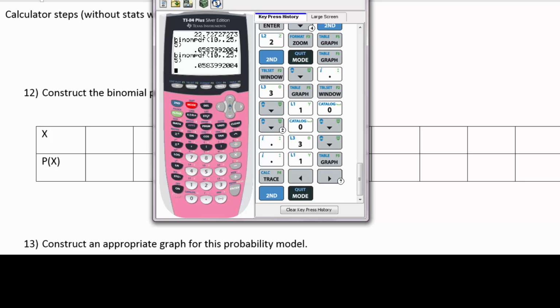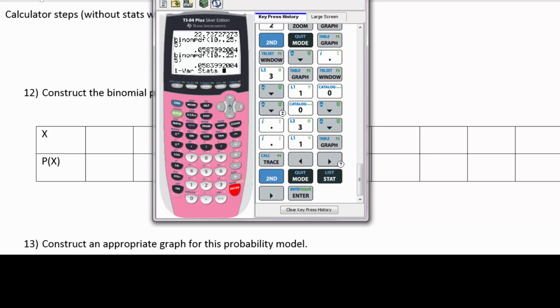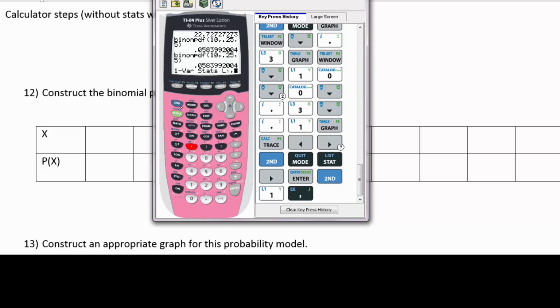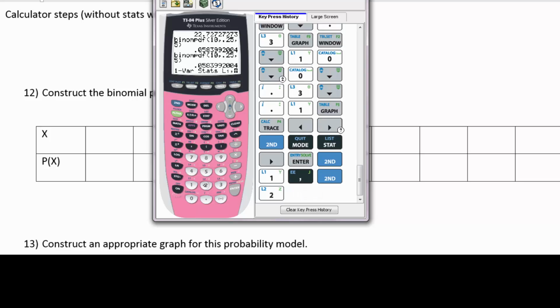And the other thing you kind of see is we can still do stat, one variable stats, and I do L1, comma, L2, because this will tell me that averages the 2.5, and it'll also give me my standard deviation, which we haven't really talked about how to do yet.